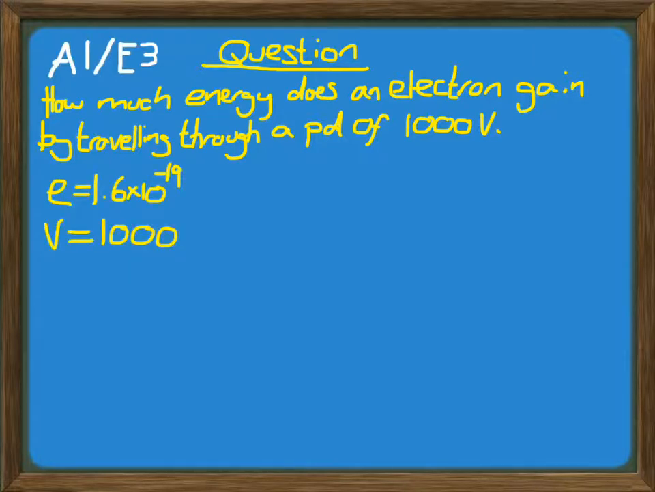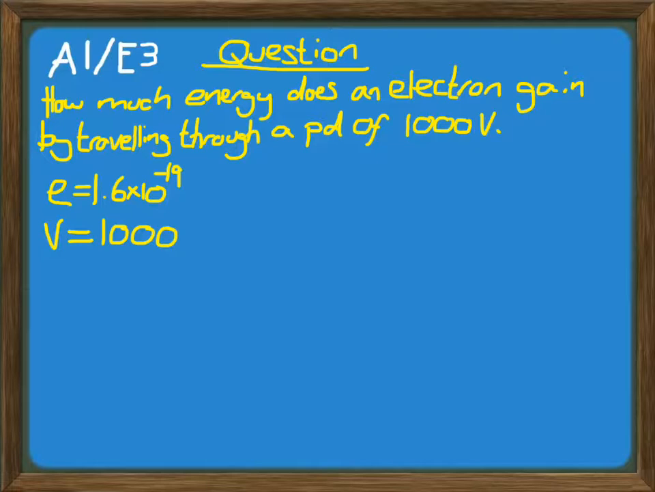If we now work through this together, we know that the charge on an individual electron, E, is equal to 1.6 times 10 to the minus 19. Obviously that would be a minus charge, however we've not written it on this example. V is 1000 volts, and they are both given to us. We know E because that's a given, and we know V because it's stated in the question.